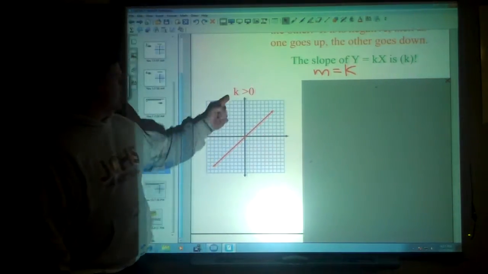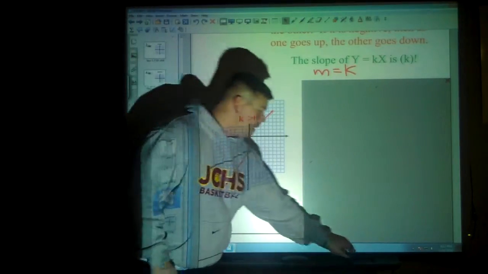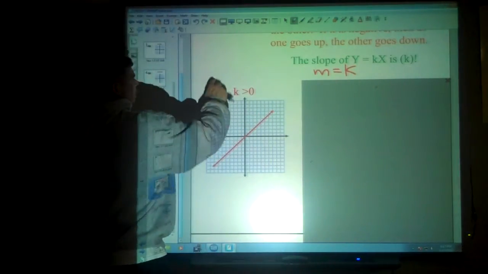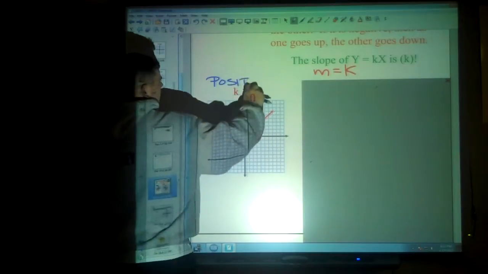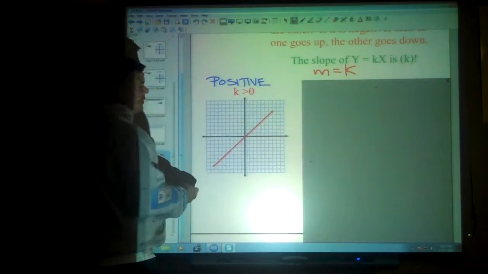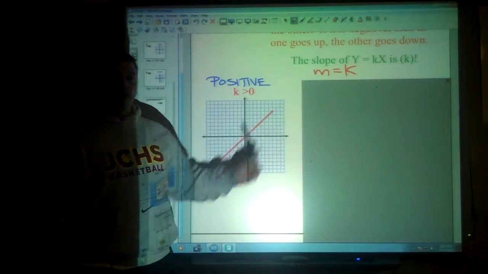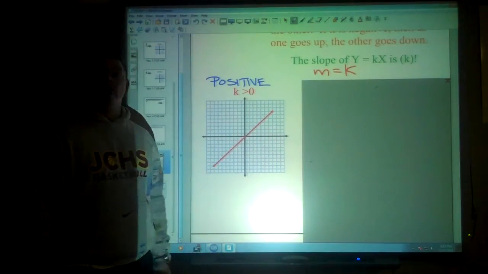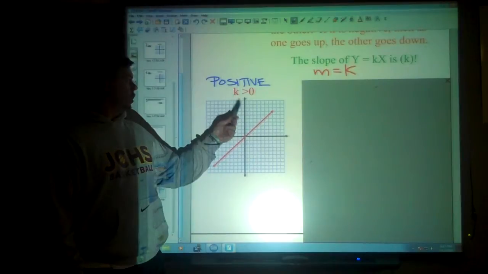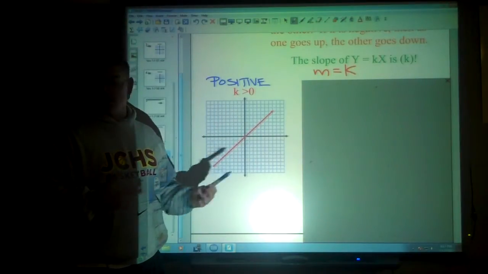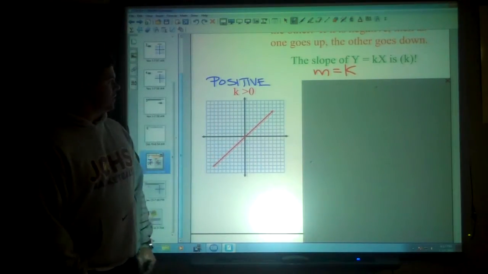Here's an example of any time your constant is greater than 0. And the types of numbers that are greater than 0 are positive. Now this is just one example of the type of graph, but what you'll look at, you read it from left to right, is it's going up. Whenever it's going up, we know that's a positive slope. So positive slope, positive constant. Constant and slope are the same thing, so that would make sense.